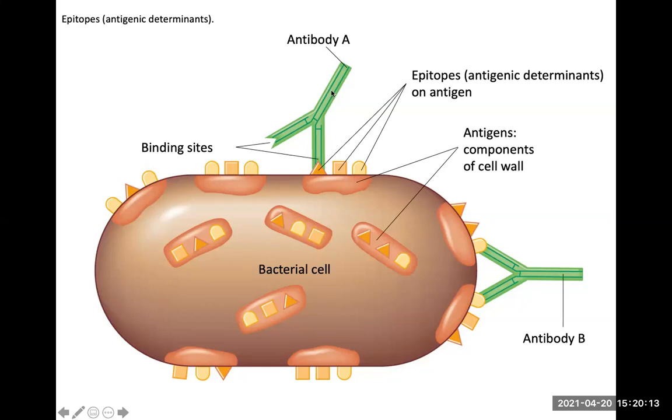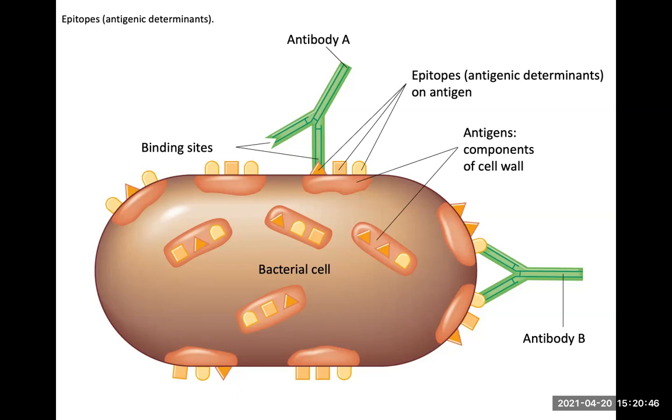So you would have one type of antibody labeled A that could bind to this antigen. And then you would have to have a whole different antibody, right? A different variable region that could bind to these dome-shaped antigens, right? So this is a different antibody. And then you would need a third antibody if you wanted to tackle these square antigens. And so on and so forth.